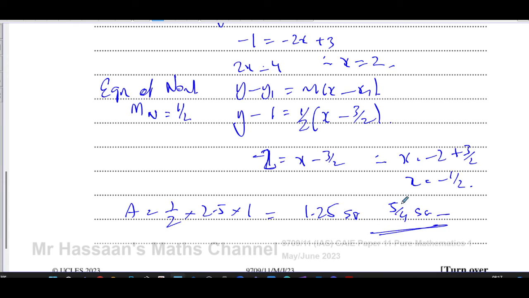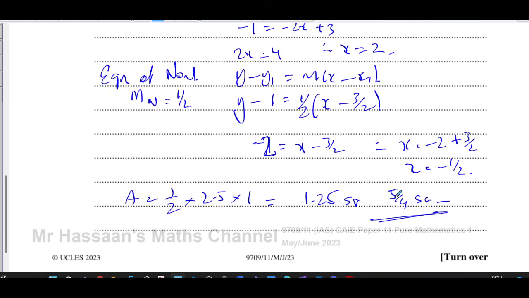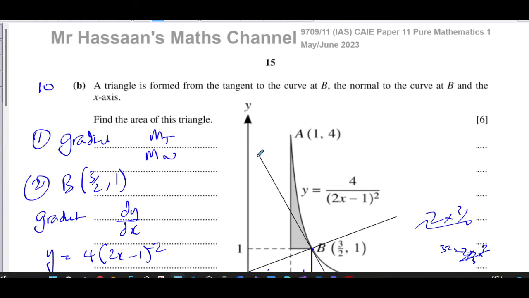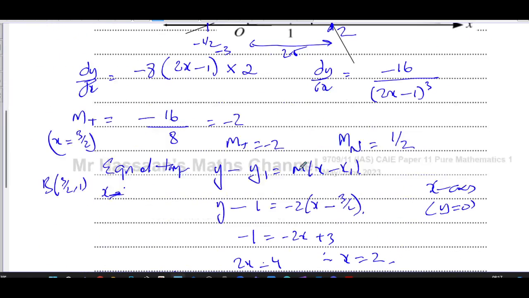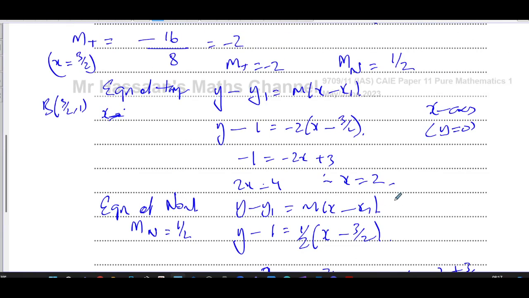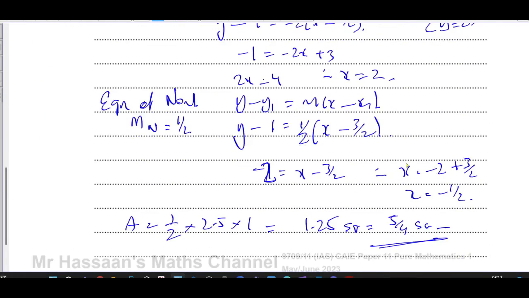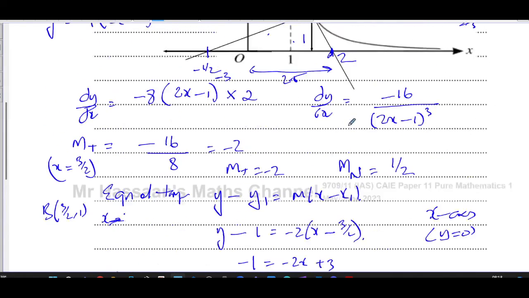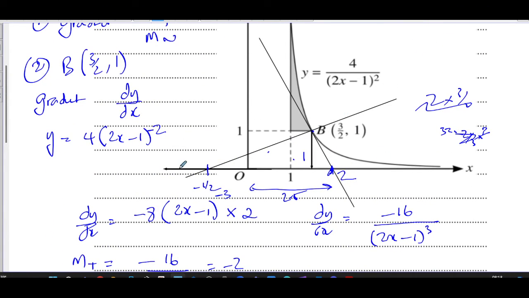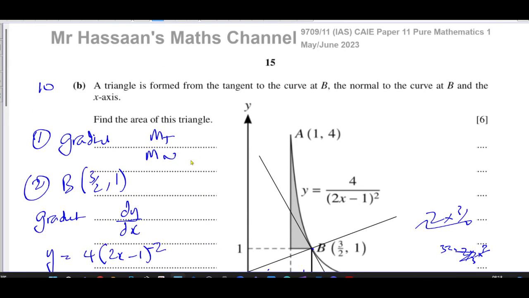And there's the answer to part B of this question, which was dealing with differentiation, equations of tangents, equations of normals. The reason why I didn't go on to find the actual equation of the line is because we don't need it. We just need to find where it crosses the x-axis. That's why I just replaced y equals 0, so that we can find where they cross the x-axis, and therefore find the area of the triangle formed between the tangent and the normal at B with the x-axis. So there's the answer to question number 10, part B. I hope that was clear.